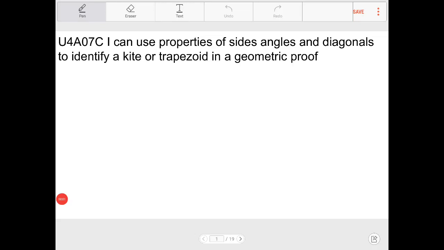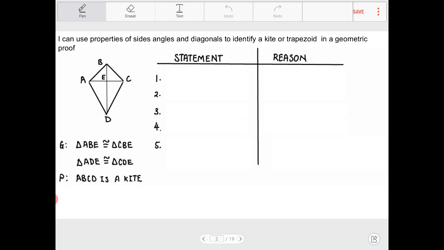Students, this is lesson U4A07c. By the end of the lesson, you should be able to say, I can use properties of sides, angles, and diagonals to identify a kite or a trapezoid in a geometric proof. Alright, so let's take a look.